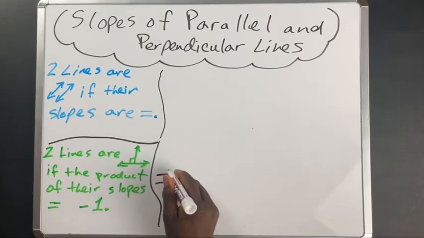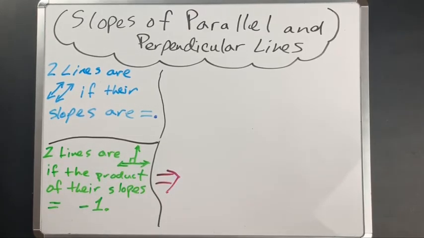So let's review what we have here. Two lines are perpendicular if the product of their slopes equals -1. What that means is we'd have to multiply the two slopes of two linear equations and see if we get -1. If we get -1, then that means that their lines, if we graph them, would be perpendicular to each other.